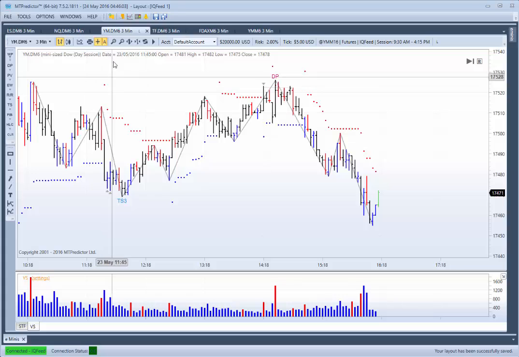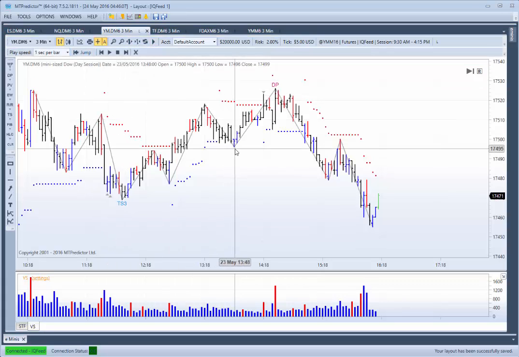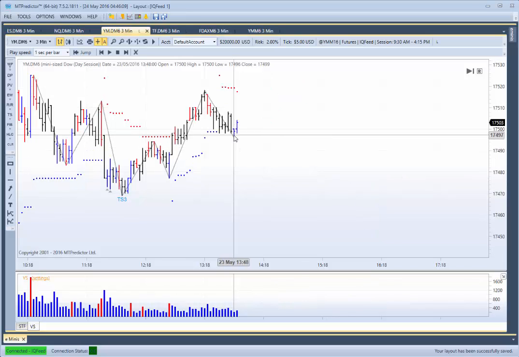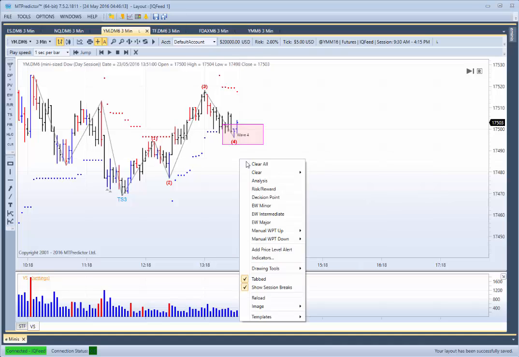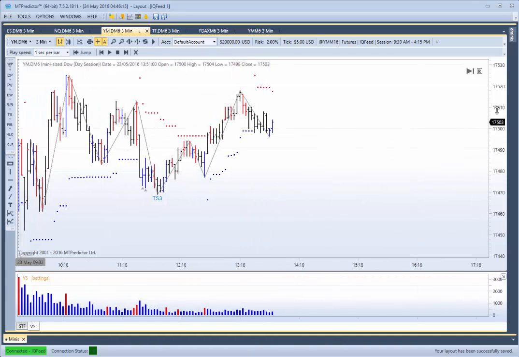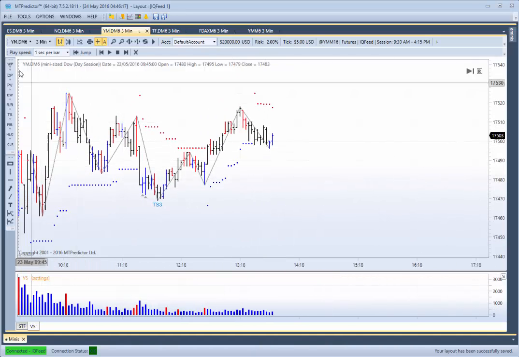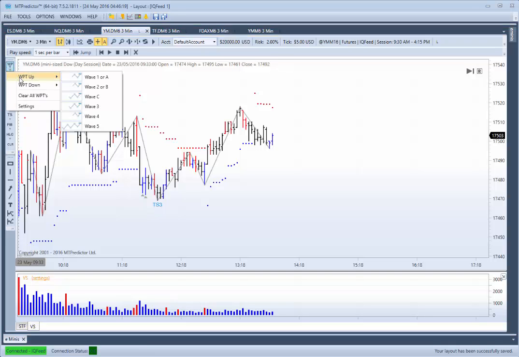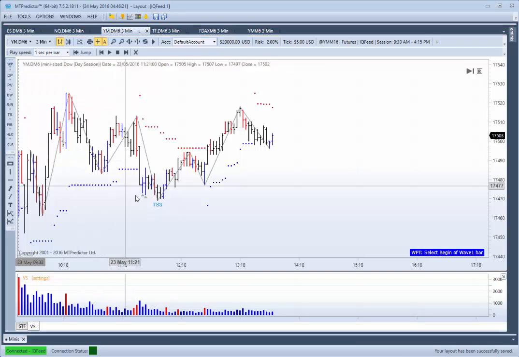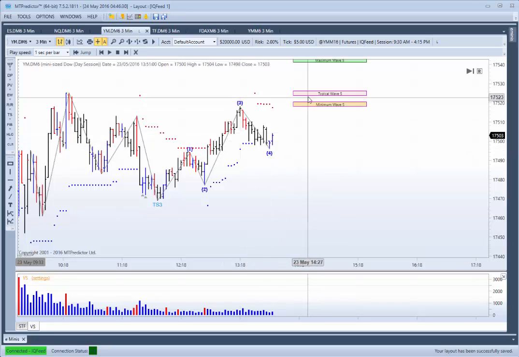Well, yes, there is, because if I use our bar replay mode and I jump back to just around here, you can see that if I put the edit waves on, it would have given a wave 4 here. Just clear that off. So how can we project the wave 5 targets in advance? Well, for this we use our WPT tool, do up, do wave 5, and then do clicks on the swings just like this. And as you can see, it would give you these levels in advance.